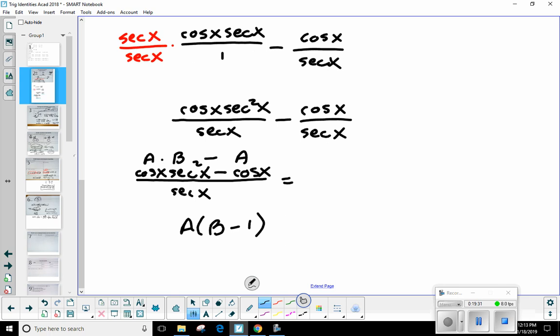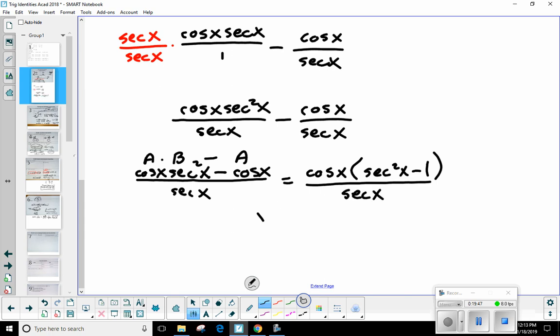Okay. So I'm going to pull out that cosine, and that should leave me secant squared minus 1 over secant of x. So is everybody okay with what I did? I just factored the cosine out. Okay. Because cosine times secant squared, well, there's your cosine secant squared. Cosine times 1, there's your cosine. Now, by doing that, does anything look familiar?